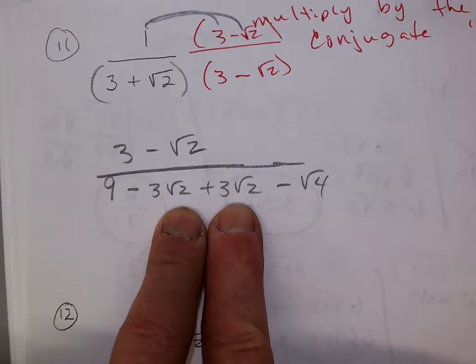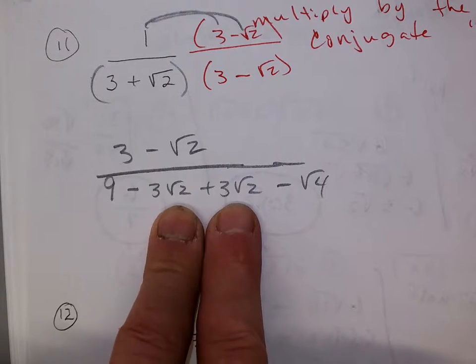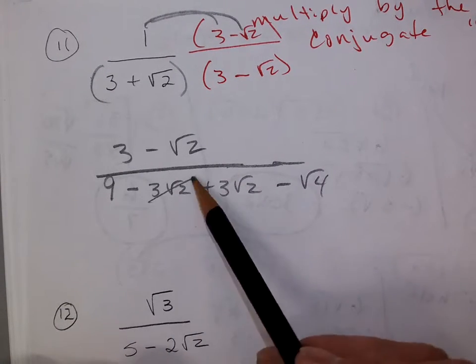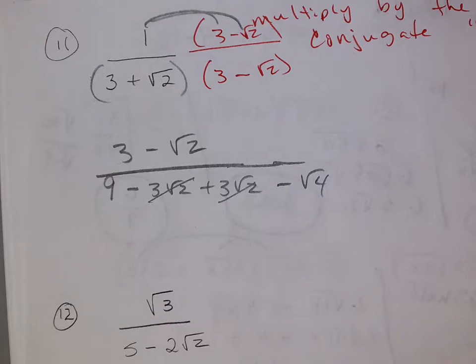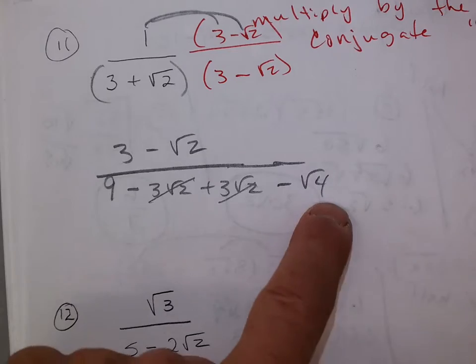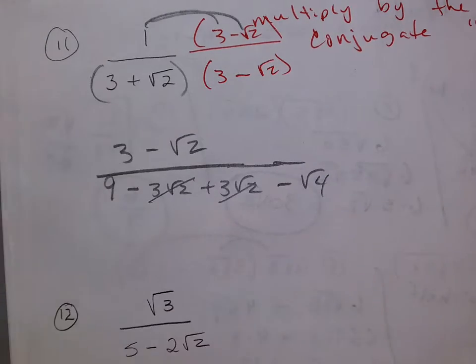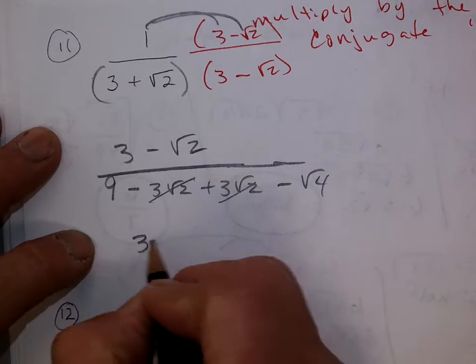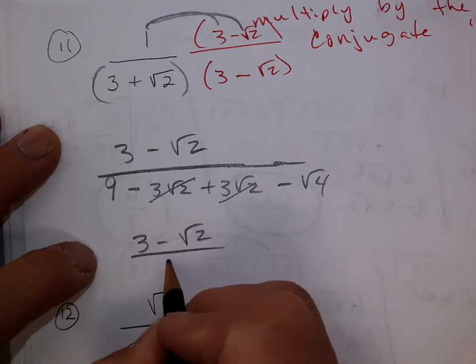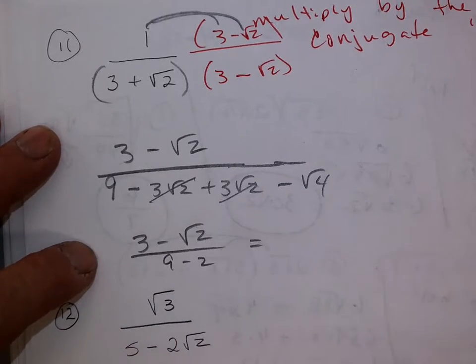See the middle two terms? The conjugate created the middle two terms. And what do we know about these two middle terms? They're going to cancel. So by doing the conjugate, it created opposite terms that cancel, and the square root's gone from the bottom. Well, we got a square root of 4, but we know what the square root of 4 is. It's a regular number, right? So now I'm going to have a 3 minus the square root of 2 over 9 minus 2.